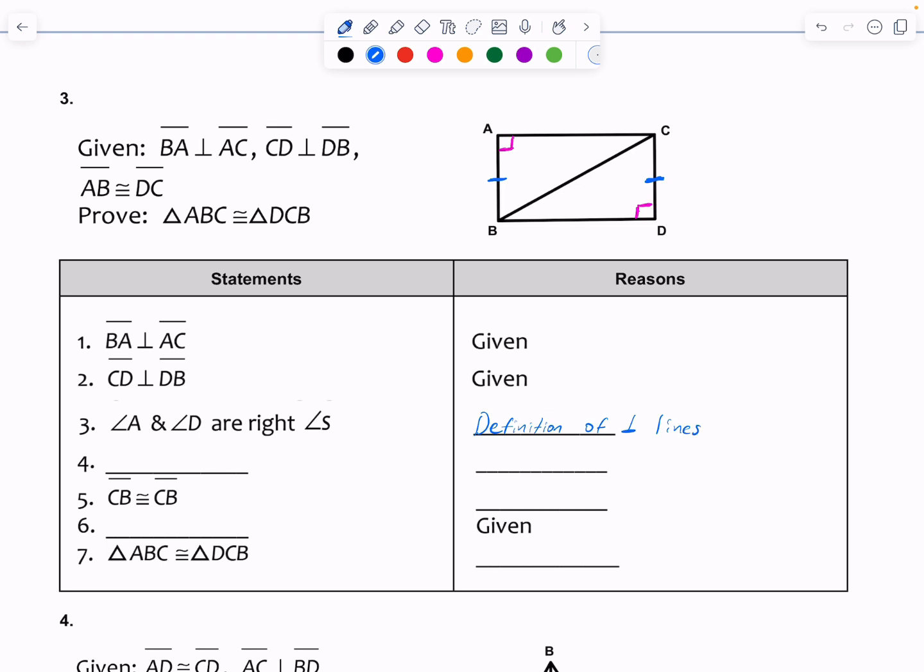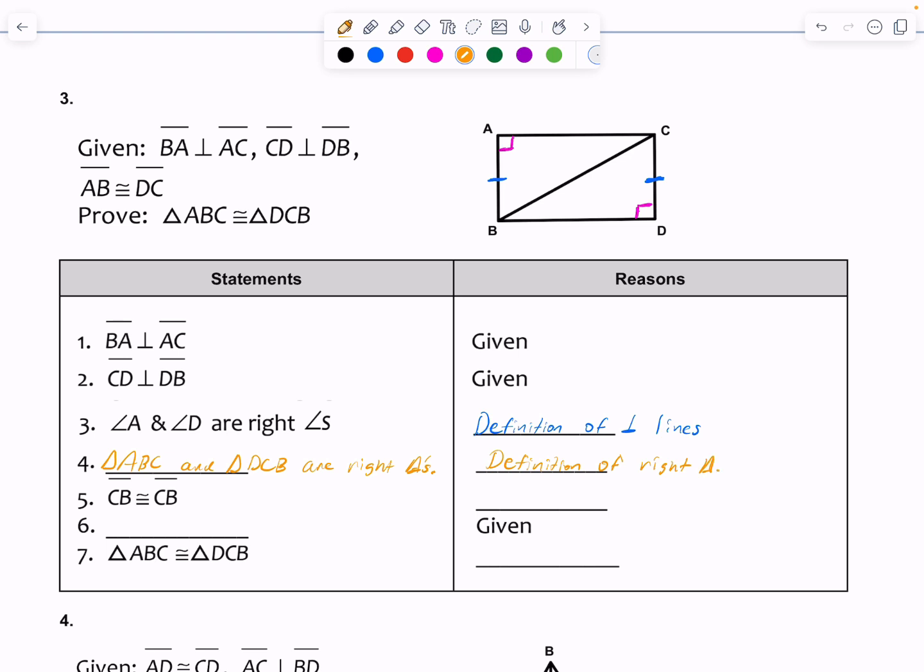All right, the next thing we're going to say is that these 2 triangles are actually right triangles. So triangle ABC and triangle DCB are right triangles. And again, something that we wrote earlier, we wrote that if a triangle has a right angle, then it is a right triangle. That was the definition of right triangles.